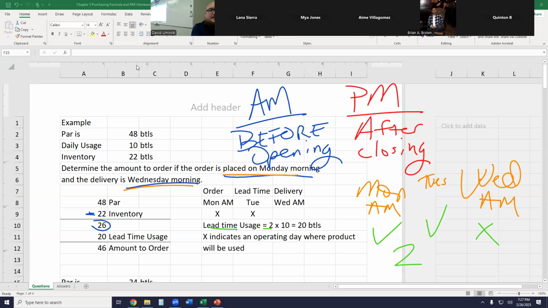My daily usage based on my directions up here is 10 bottles. And now I want to add those 20 bottles in. So my order is actually going to be 46 bottles. Okay? Questions, comments, concerns?